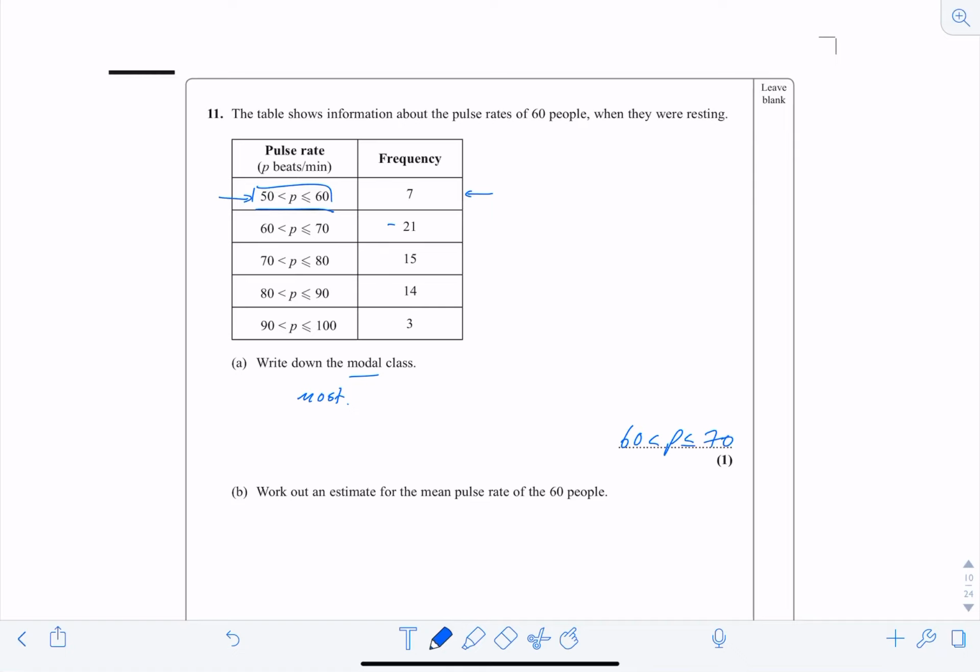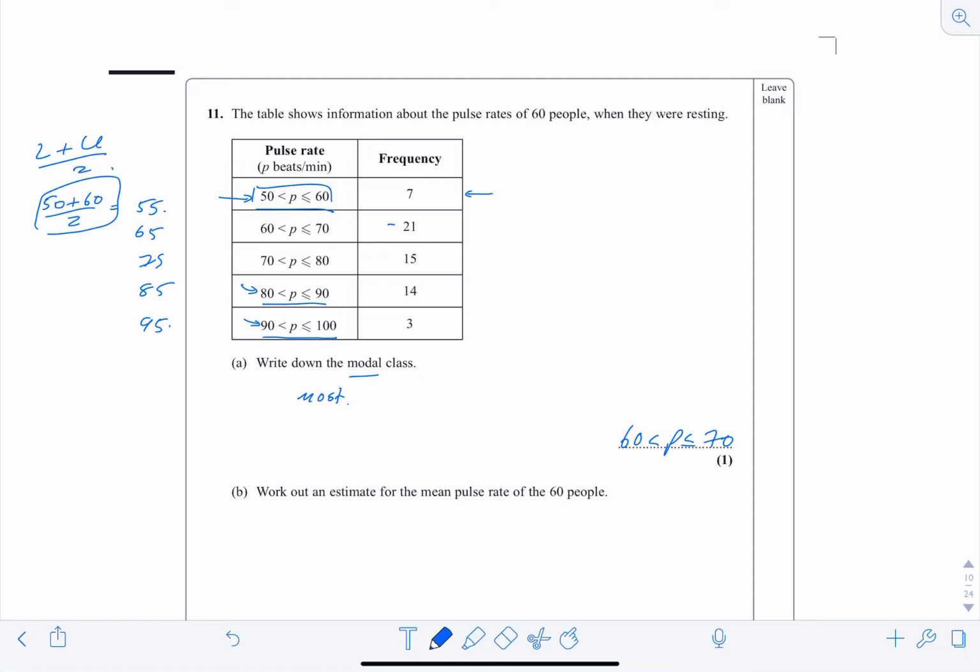Now, you can either look at it and say, okay, that's going to be 55. If they're not so easy numbers, you can always do 50 plus 60 divided by 2. That will give you halfway, which is 55. So that's 55. This is 65, 75, 85, and 95. Sometimes they do like to try and trick you by changing the range, which is when you've got to be careful and probably use this formula over here, the lower plus upper divided by 2.